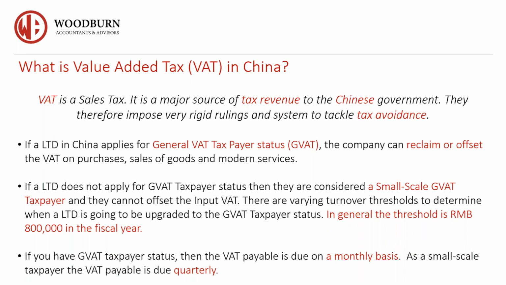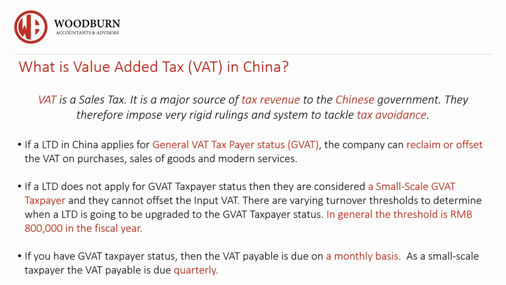Now, if you are content with being a small scale taxpayer, and really you should have somebody analyze this for you, whether you stay as a small scale taxpayer or whether you go up to a general VAT taxpayer. But regardless, if you hit a turnover of about 800,000 RMB within a fiscal year, you will be required to upgrade yourself to the general VAT taxpayer status. So 800,000 RMB is the general threshold.